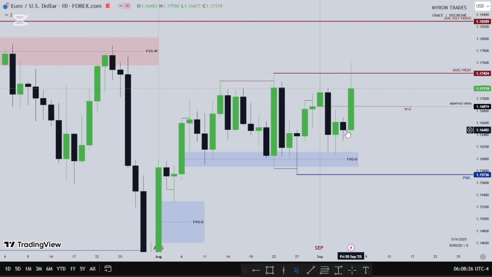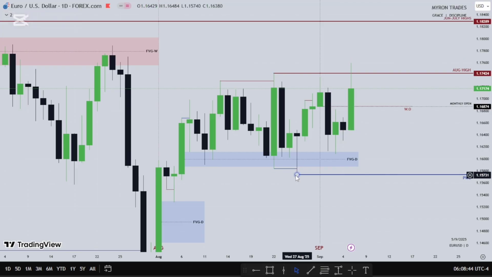So we see euro found support at this fair value gap on Wednesday. Look at Monday, this Tuesday had lower prices. Wednesday posted the low of the week. Then we see Thursday, then we see Friday trade higher.